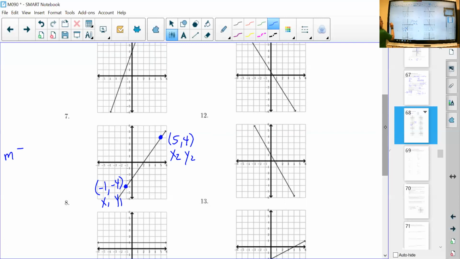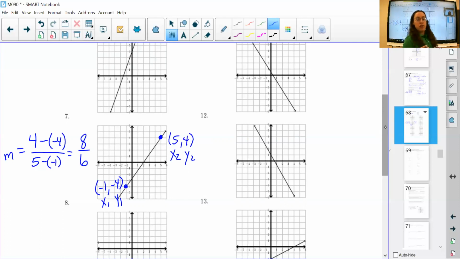Plug it in. I have 4 minus -4 over 5 minus -1. 4 minus -4, that's 4 plus 4, so 8. 5 plus 1, 6. Now I said we leave the slope as a fraction, so I'm not going to turn this into a mixed number, but I can simplify it, and I usually do want to do that. So let's call this m equals 4/3.